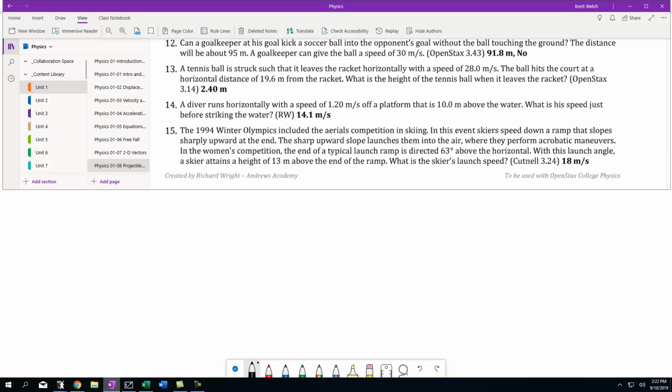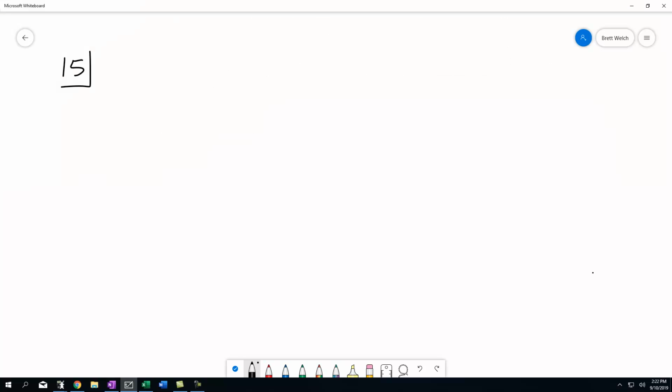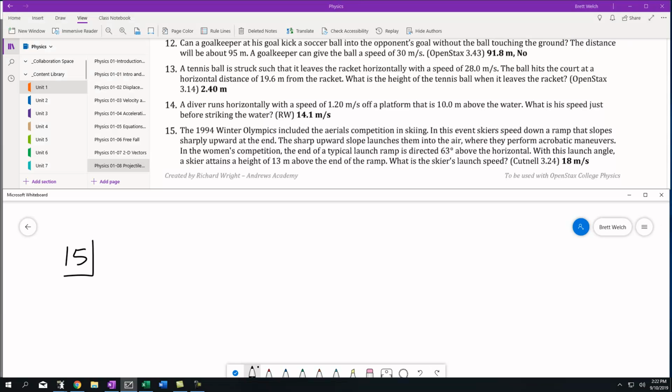Again, one of these problems where maybe it feels like there's a lot going on. Let me shrink that back down. Okay, so number 15, we have the 1994 Winter Olympics aerial competition in skiing. In this event, skiers speed down a ramp that slopes sharply upward at the end. You guys have seen this if you've watched the Olympics. The sharp upward slope launches them into the air where they perform aerobatic maneuvers.